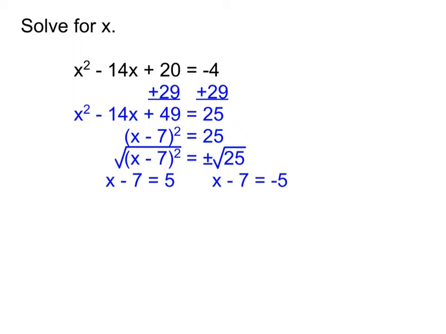Now notice the stuff inside the parentheses, the part that was squared, it stays the same when we split it into the two equations. The plus or minus is attached to the number. So it becomes 5 and negative 5. The number is the part where we flip the sign. And then, easy to solve from that point at least. Go ahead and add the 7 to both sides on each, and we get our two solutions.